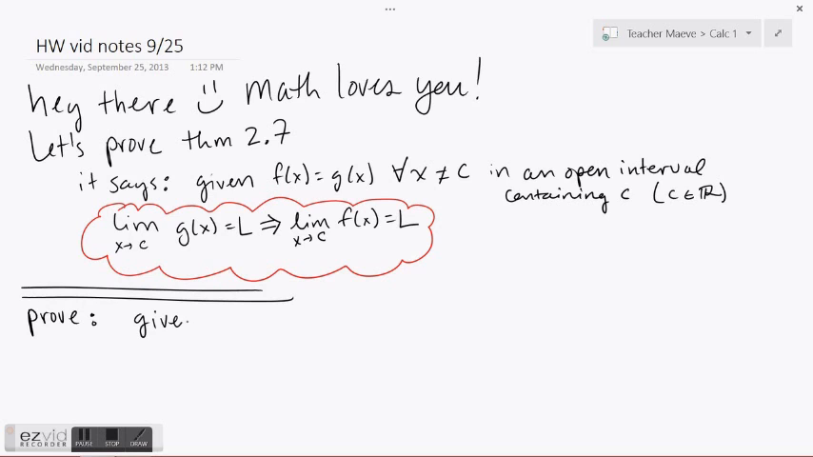Let's go ahead and prove it. So we're going to use our epsilon delta definitions. And remember that we're given that the limit of g of x as x approaches c is L. That's the if part of our statement there. So by the epsilon delta definition, let's see what we get.